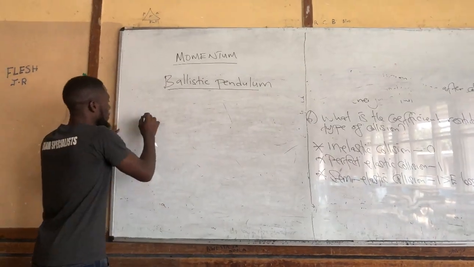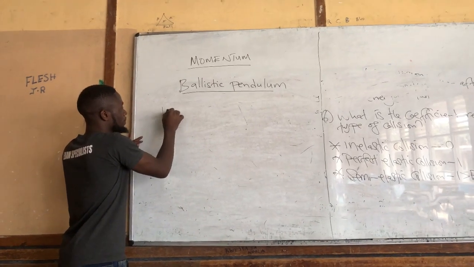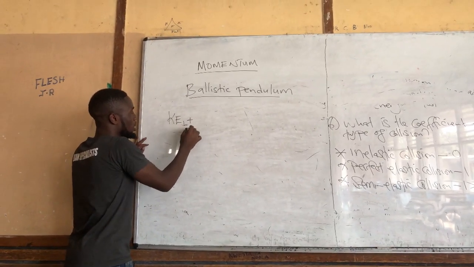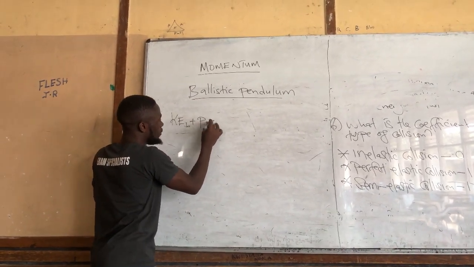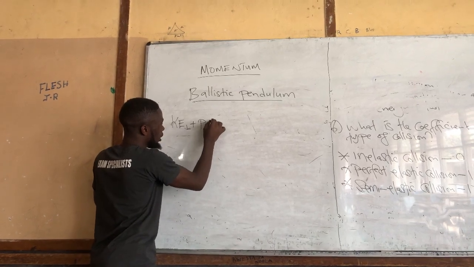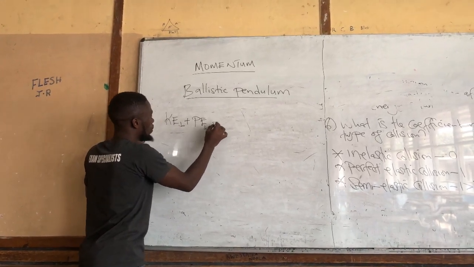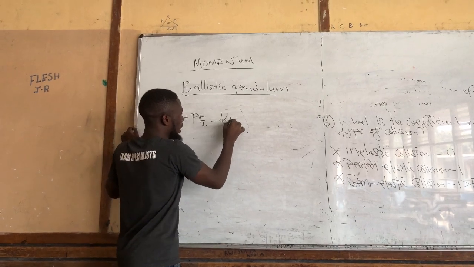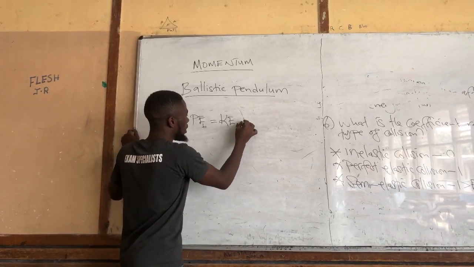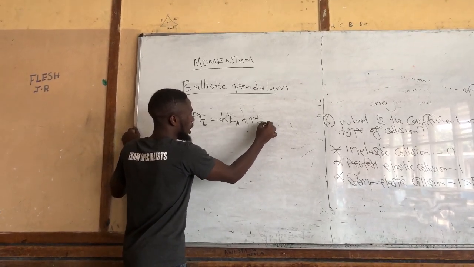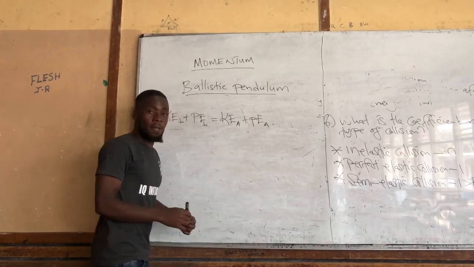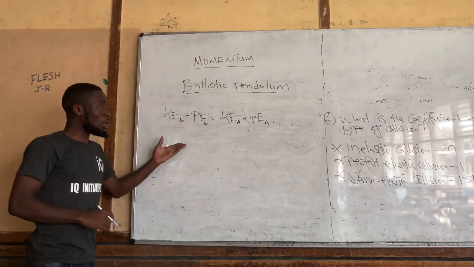So it will be kinetic energy before collision plus the potential energy before collision, equals kinetic energy after collision plus the potential energy after collision. Right? So this is what we use.